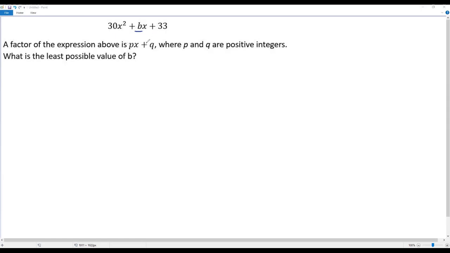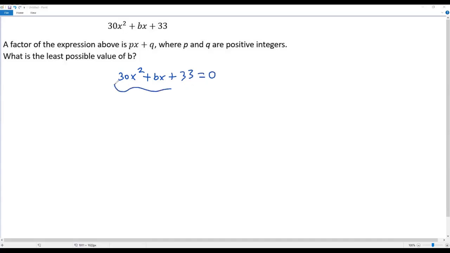coefficient of x. So to solve for the least possible value of b, I'm going to consider the given quadratic expression as a quadratic equation by equating this expression to 0. Let me write it. 30x squared + bx + 33 equals 0. Okay, I've considered the given quadratic expression as a quadratic equation.